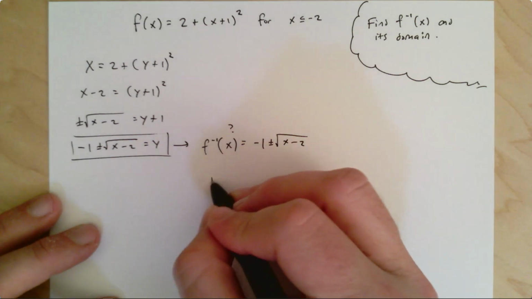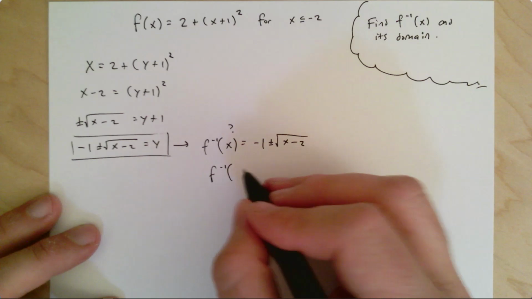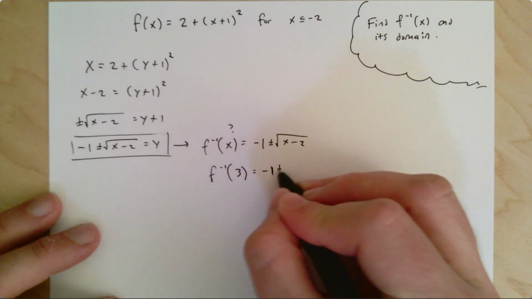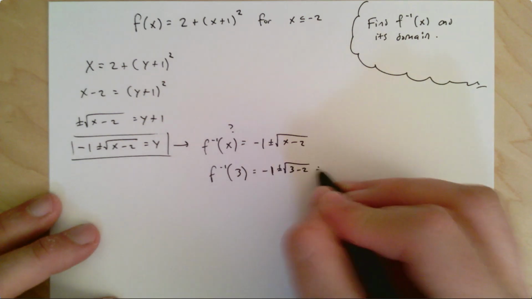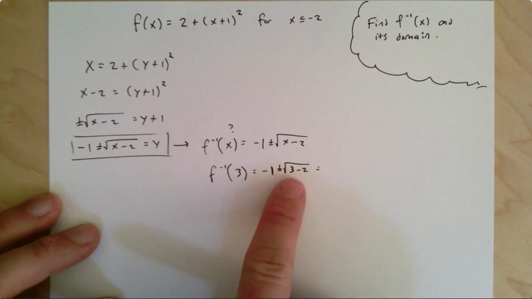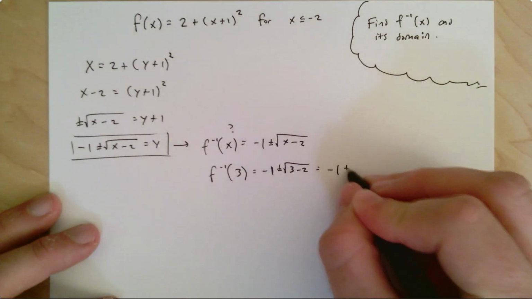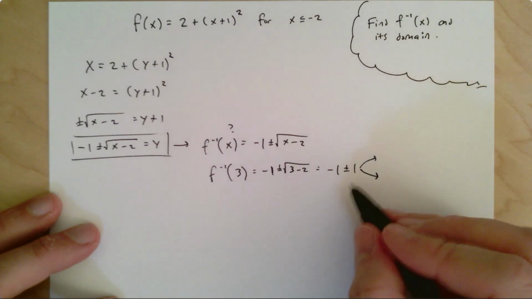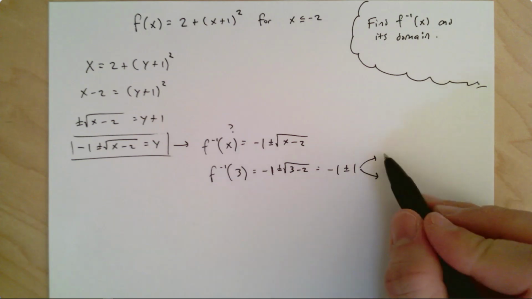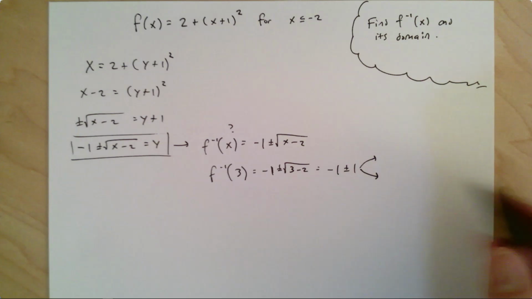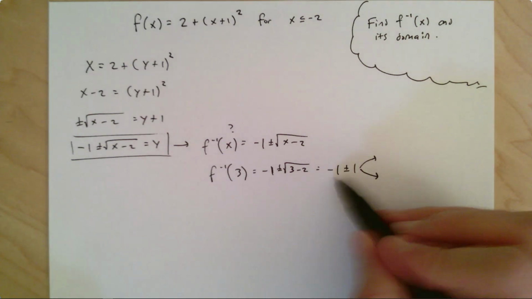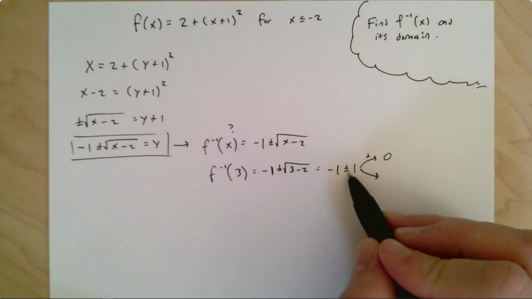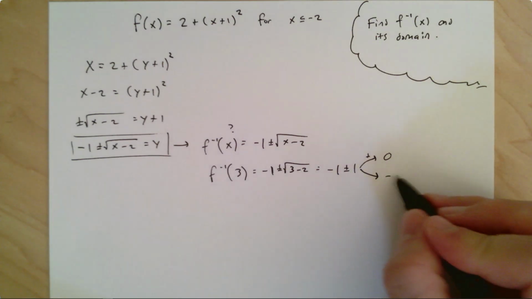If I plug in an input value, for example, let's do 3, I'll get -1 plus or minus root 3 minus 2. So 3 minus 2 is 1, so that's -1 plus or minus root 1, which is 1. But the plus or minus is really shorthand for you're allowed to do plus, and that produces an answer, and you're allowed to do minus, and that also produces an answer. So on the plus branch, I'll have -1 plus 1 is 0. On the minus branch, I'll have -1 minus another 1 is -2.